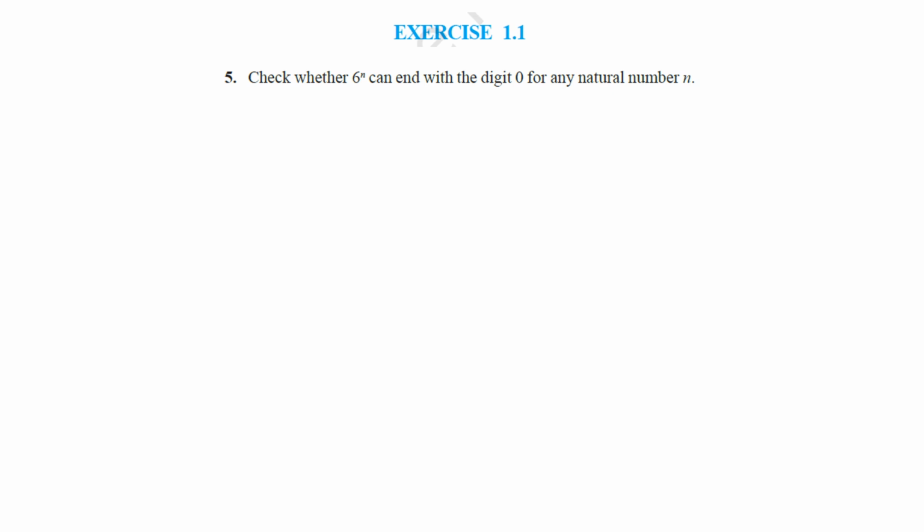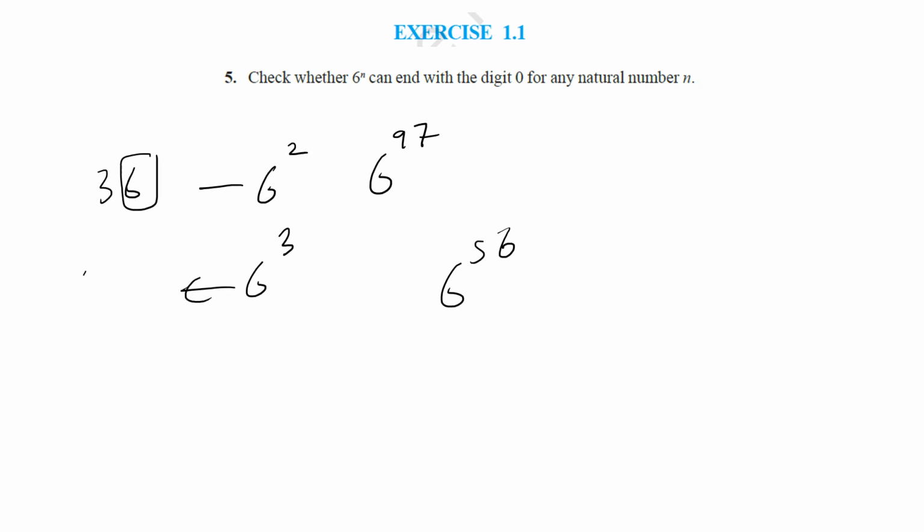Okay, interesting question. 5th question. Check whether 6 to the power n can end with the digit 0 for any natural number n. So they're asking us whether 6 squared or 6 cubed or 6 to the power 56 or 6 to the power 97, can any of these numbers end with 0? For example, 6 squared is 36. It is ending with 6. 6 cubed is 216. It is ending with 6. So is there a possibility for 6 to the power n to end with 0? That is what they're asking.